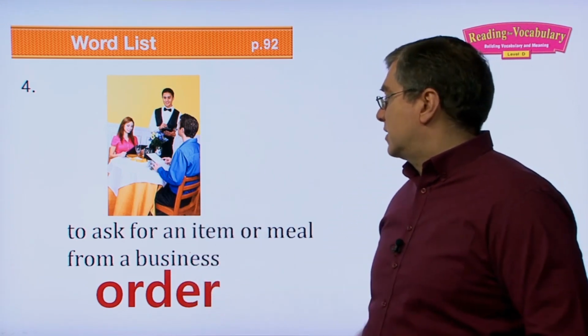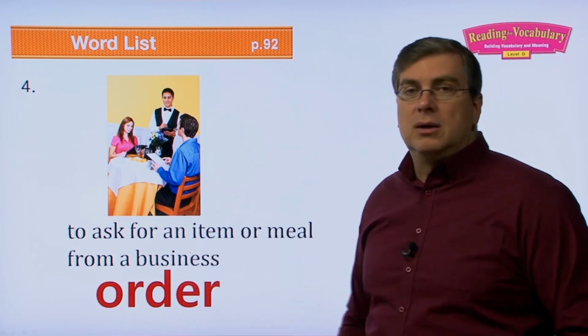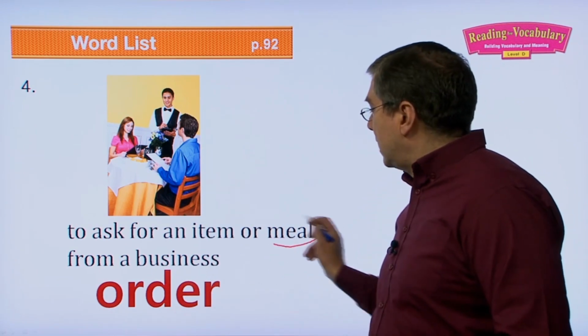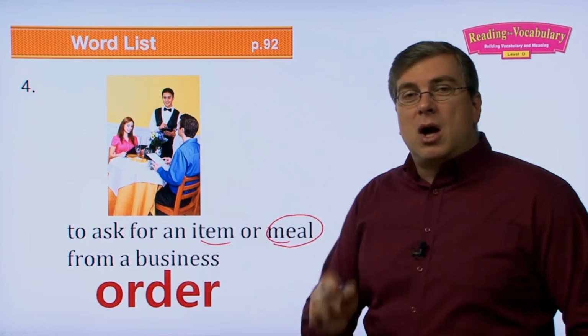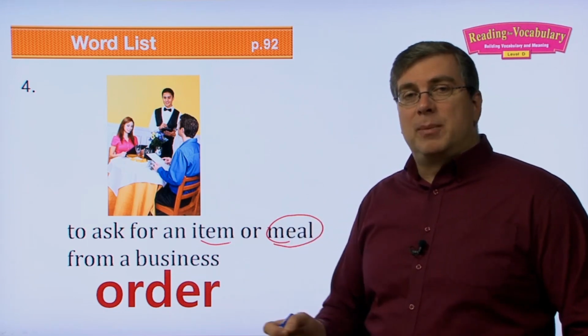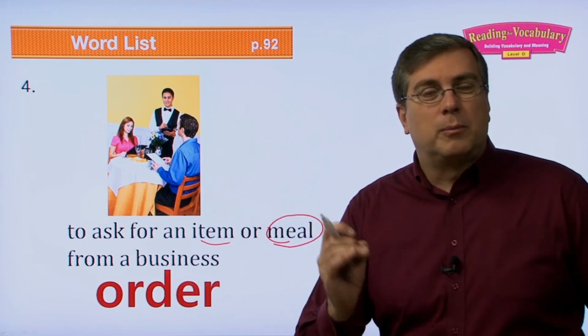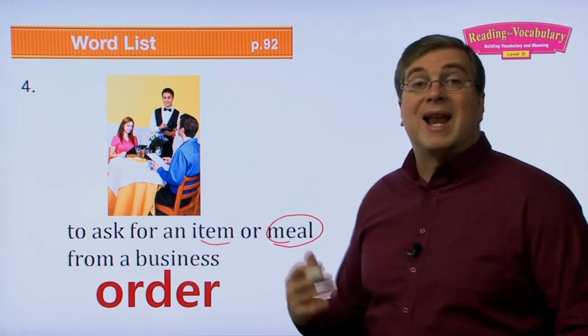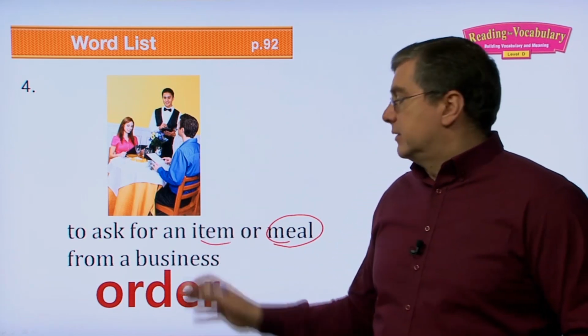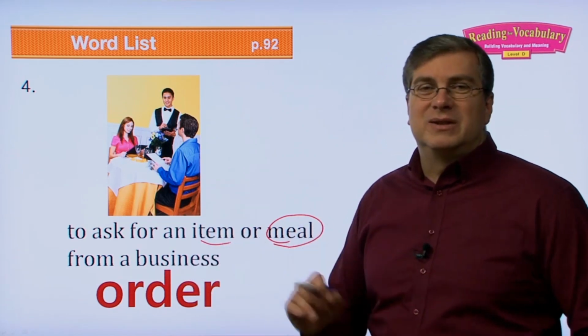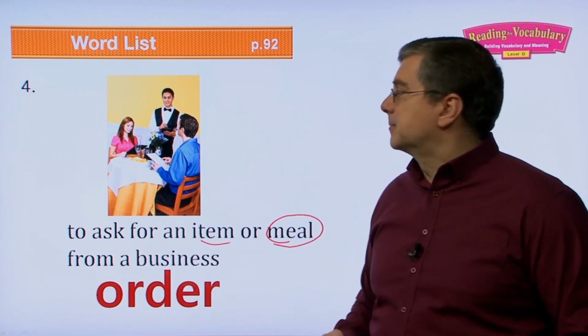So order, you ask for an item or a meal from a business. Not just in a restaurant. If you're online, you're doing internet shopping, then you also can order products from a business. Order an item, some type of product. So that we say order. That's a specific verb for that action.